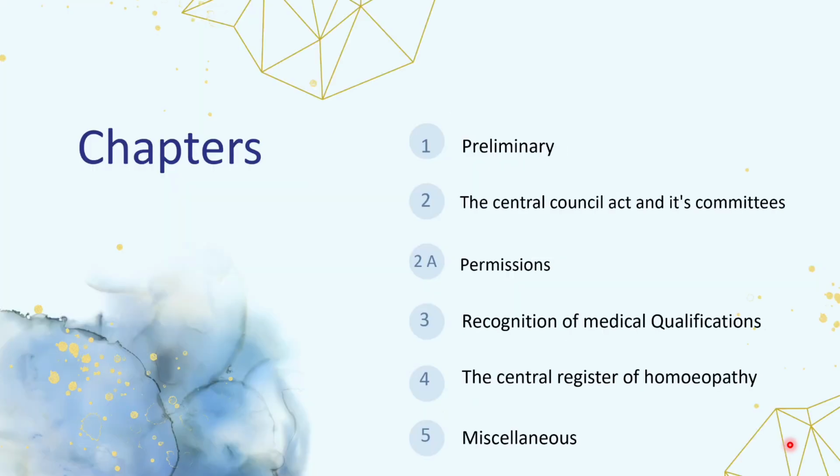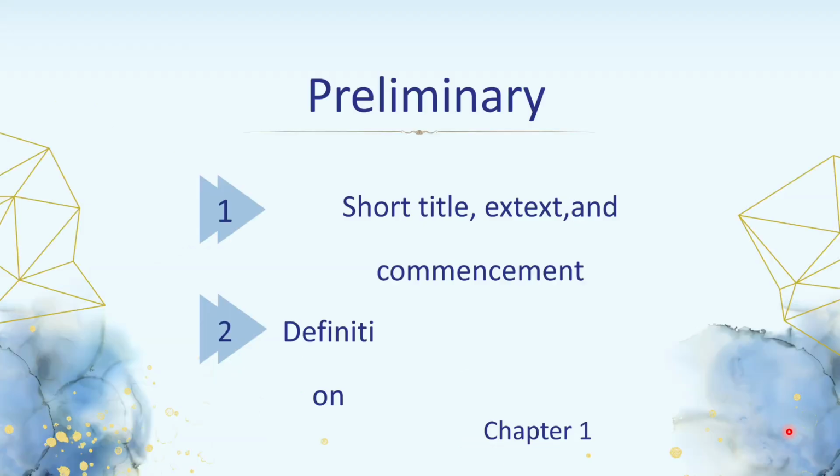Here we will be dealing with the total chapters, which are 5 in number: Chapter 1 Preliminary, Chapter 2 the Central Council and its committees, Chapter 2A regarding the permissions, Chapter 3 Recognition of Medical Qualifications, Chapter 4 the Central Register of Homeopathy, and Chapter 5 Miscellaneous.